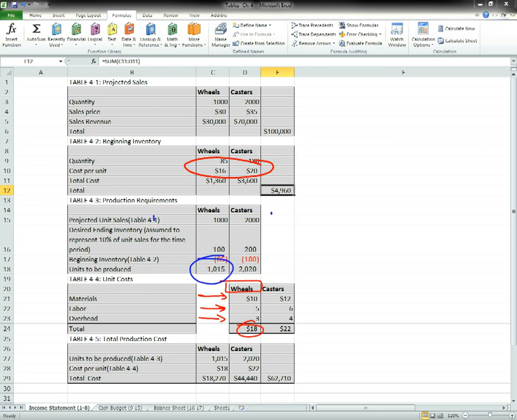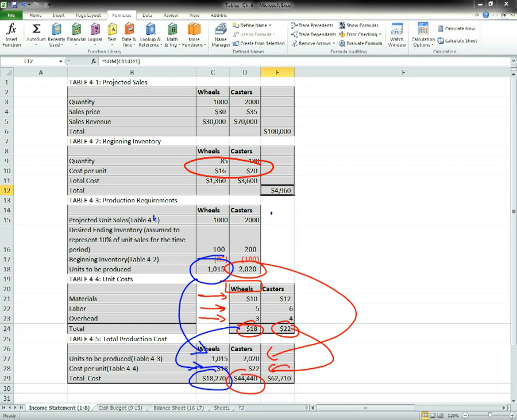The number of units we're going to produce we found in table 4.3, so we now have 1,015 units at a cost of $18 per unit. The total costs are $18,270 for producing wheels over this 6-month period. For casters, the same methodology, 2,020 units at a cost of $22 per unit gives us $44,440, and the total cost is $62,710.